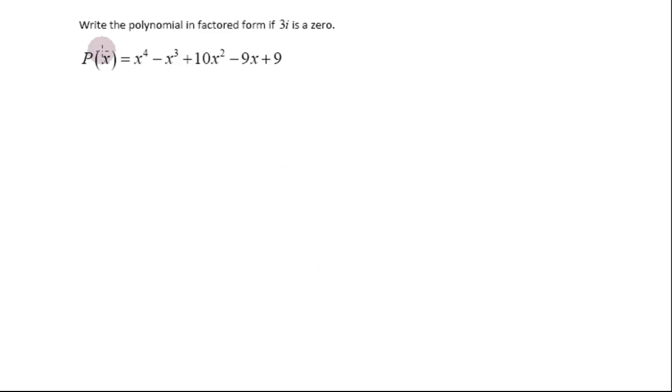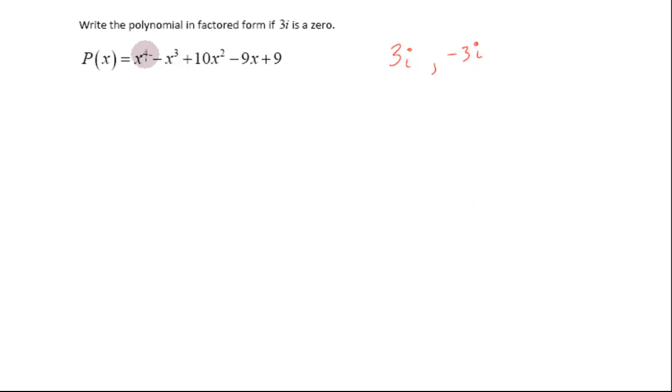Okay, in this example, we're supposed to write this polynomial p of x in factored form if 3i is a 0. Now remember, if 3i is a 0, all imaginary zeros come in pairs because of the quadratic formula where you have that plus or minus. So if 3i is a 0, then we also know that negative 3i is a 0.